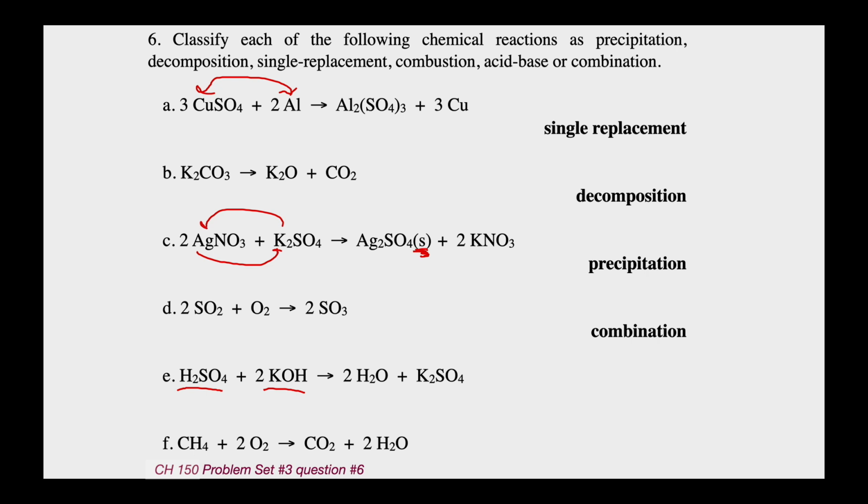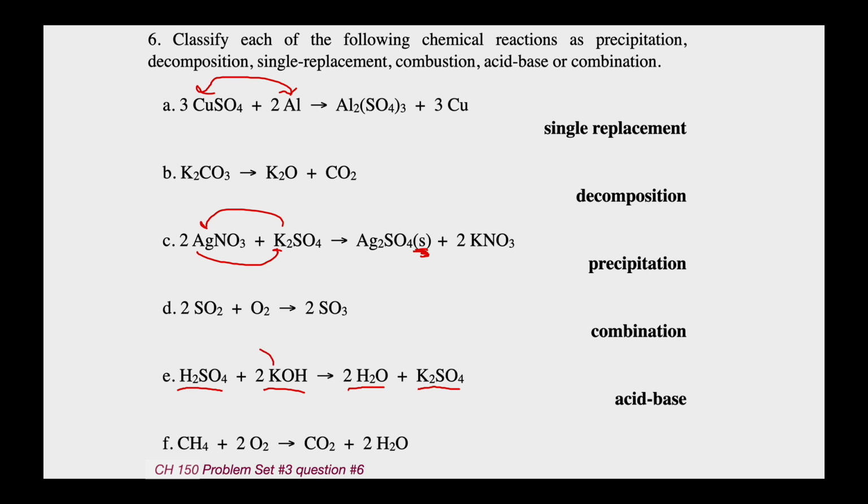E, we have sulfuric acid and potassium hydroxide. Now, sulfuric acid is an acid. It gives up the H+. Potassium hydroxide is a base. A metal hydroxide, a metal with an OH-, is a base. And this looks like an acid-base reaction. Water is always formed in an acid-base reaction, and you also end up with what's called a salt. And a salt here is just the product of an acid-base reaction. It's not like table salt or something. Anyway, acid plus base making water plus some kind of ionic salt, that's definitely an acid-base reaction.